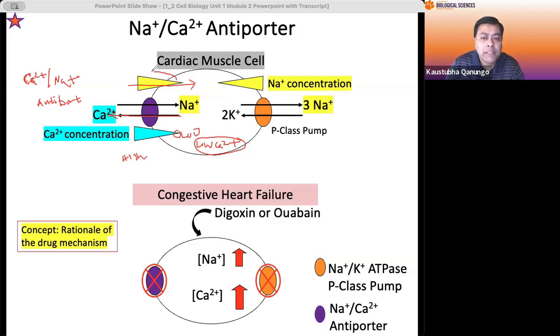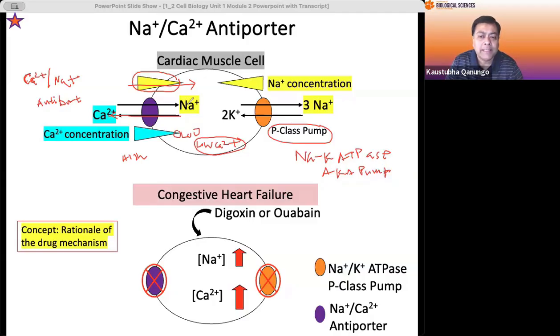Now, how is this gradient maintained? The gradient is maintained by the P-class pump, which is nothing but the sodium potassium ATPase, or the sodium potassium pump, whatever you call it: sodium potassium ATPase, aka sodium potassium pump or P-class pump, all the same.